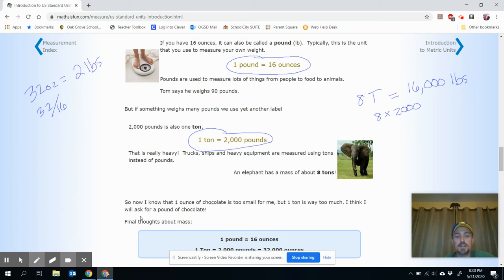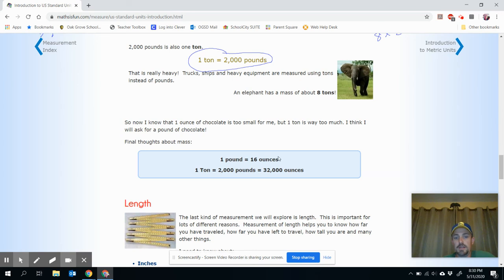Okay, so there is the customary system. Don't forget that 1 pound is 16 ounces and 1 ton is 2,000 pounds. And then, of course, you could convert that into ounces, but nobody really does that.